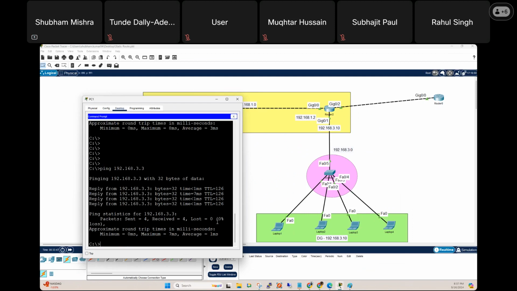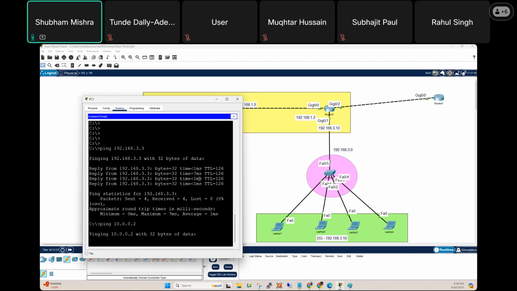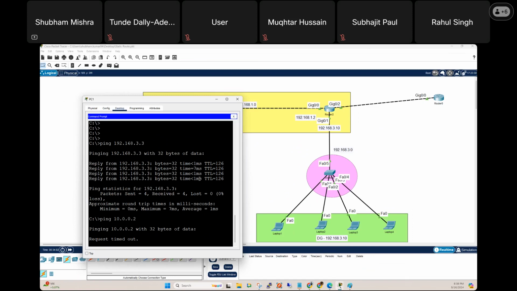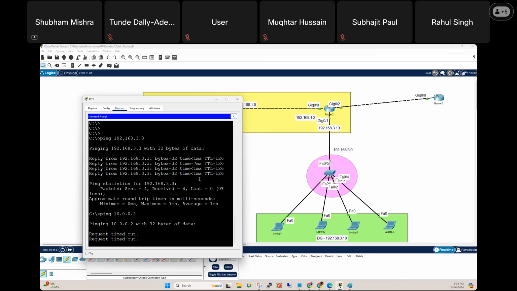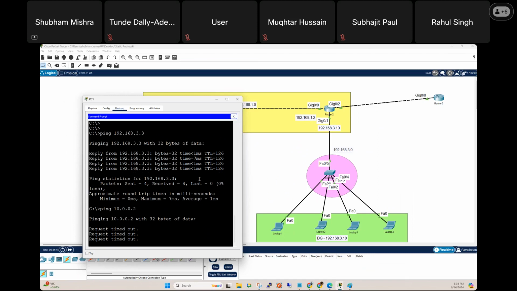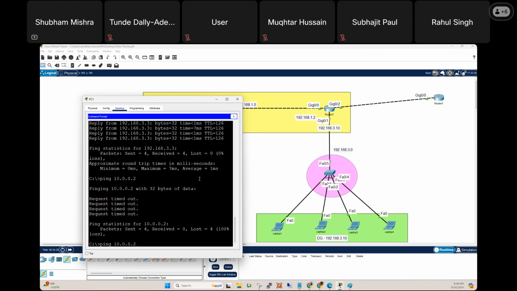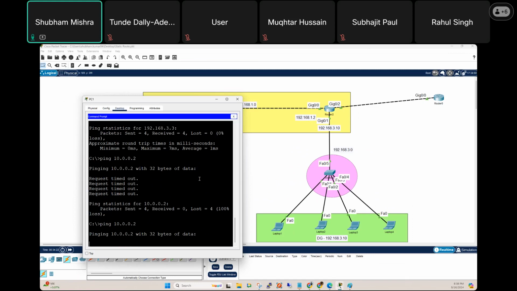Everyone. I am writing a ping 10.0.0.2. It means I am pinging this router. Yes or no? I am pinging this router. See. All the packets drop. What is the reason?